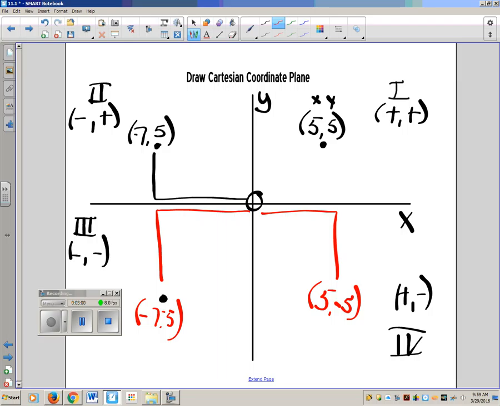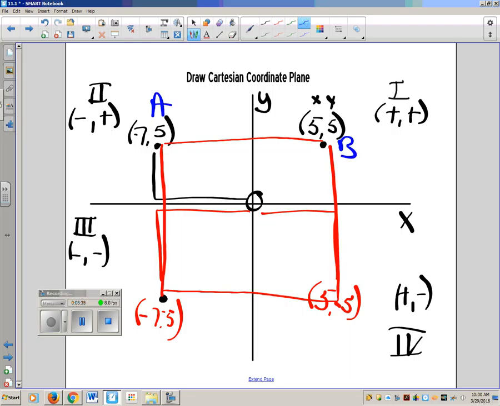Connect your dots. It's okay if it's a little crooked. What shape should it be? It is a rectangle. Why is it not a square? Sarah? Yep. Gotta have 4 congruent sides. So this is a rectangle. I want you to label it A, B, C, D.